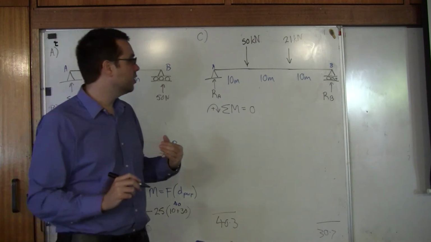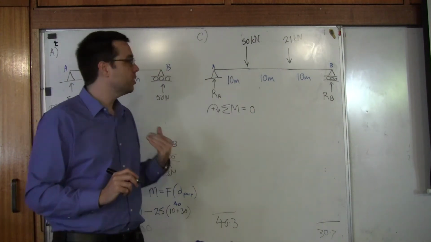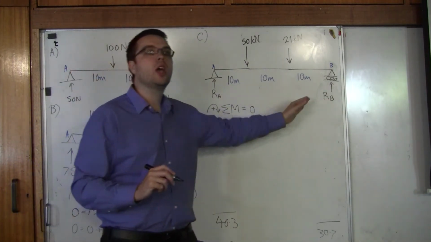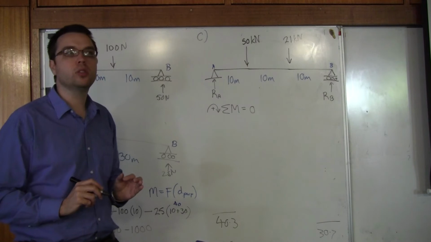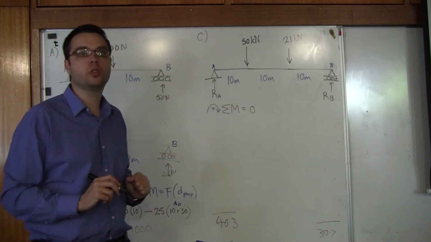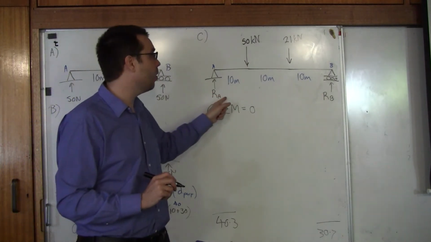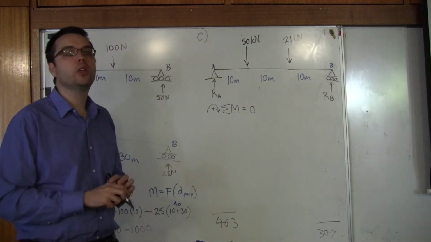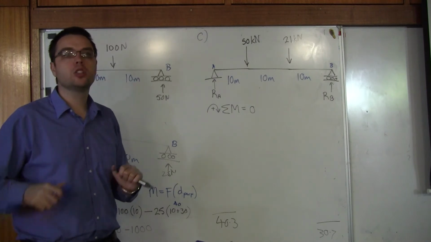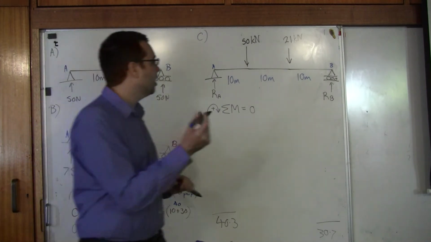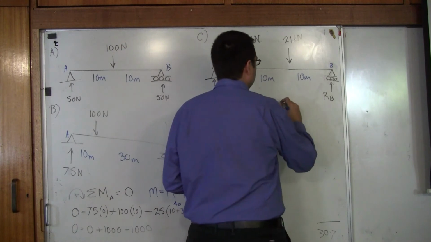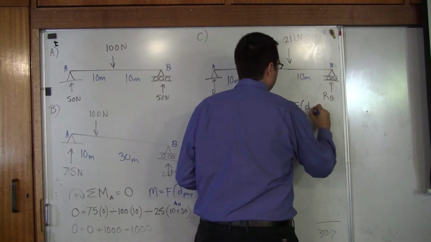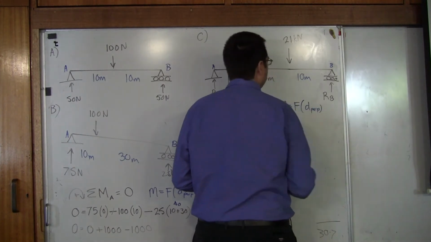The reason why we use this is because at the moment we have 2 unknowns. We can't solve equations with 2 unknowns unless we do something to eliminate one of them. At the moment we don't know what RA is and we don't know what RB is. But the magic of moments is that we can use the perpendicular distance to make this equal 0. The amazing thing about moments, so I'm going to write down the formula: moments equals force times distance, that's the perpendicular distance.